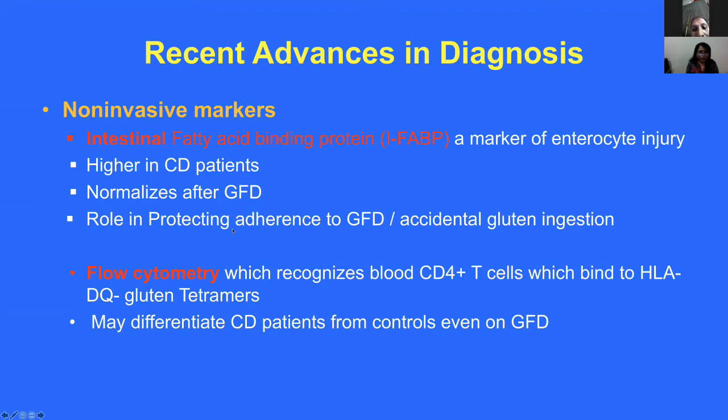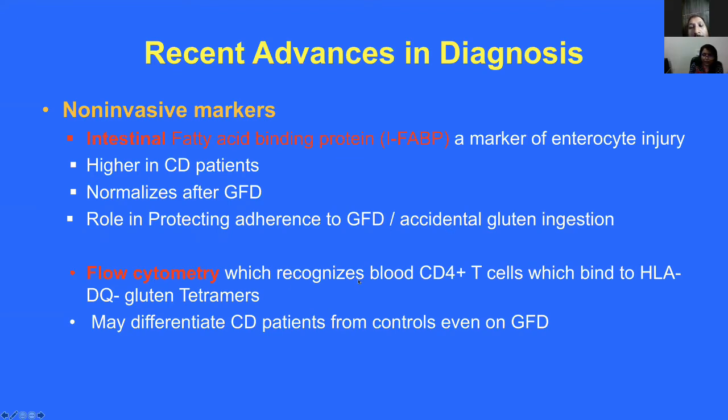This has a role in assessing adherence of the patient. If we want to assess whether the patient is adhering to a gluten-free diet or not, in those cases this value can be seen, or if a person has accidentally ingested gluten, in those cases we can do this level.